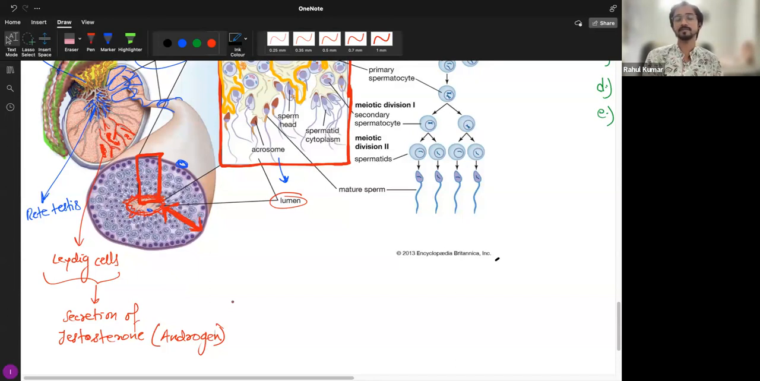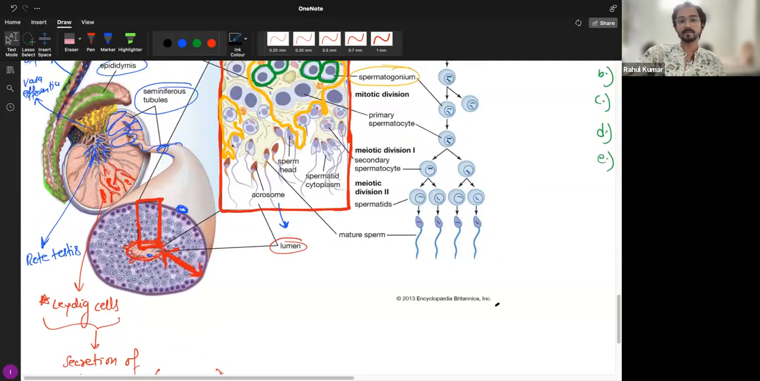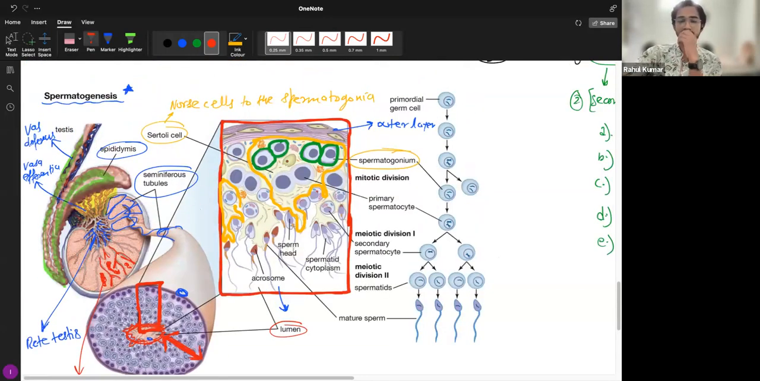So testosterone is androgen. Sometimes in entrance exams, they ask which of the following cells secrete androgens. They will not use the word testosterone, they will use the word androgen. So the answer is the same. Leydig cells secrete androgen, and they are present in the interstitial space. Is it clear? That's one important cell. Second, let's come back to the Sertoli cell, because we are studying the process of spermatogenesis.